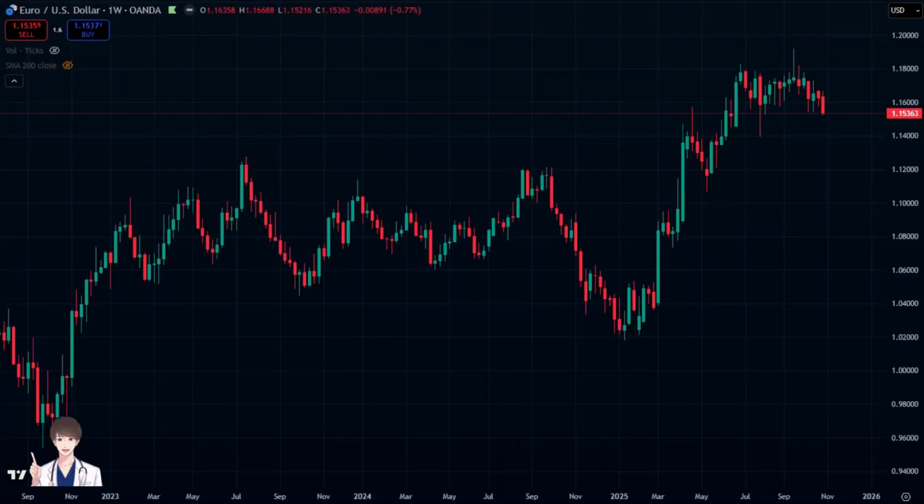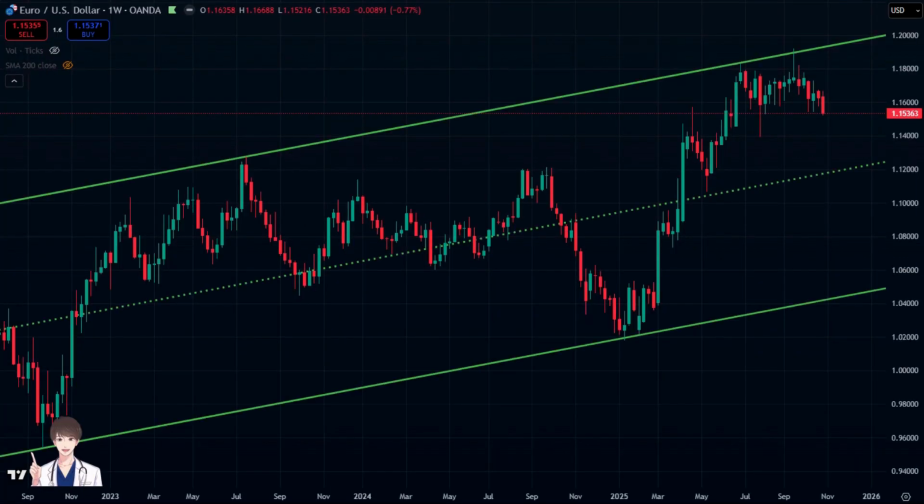Here is the weekly chart of EURUSD. On this time frame, price remains within an ascending channel. The pair touched the upper boundary twice, in July and again in September 2025, and has since been consolidating.